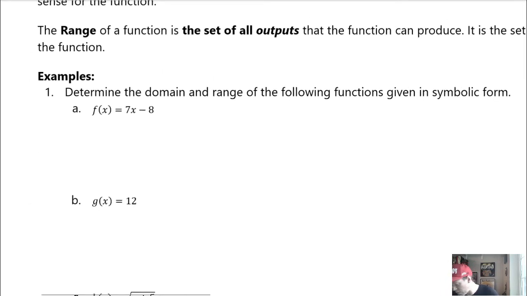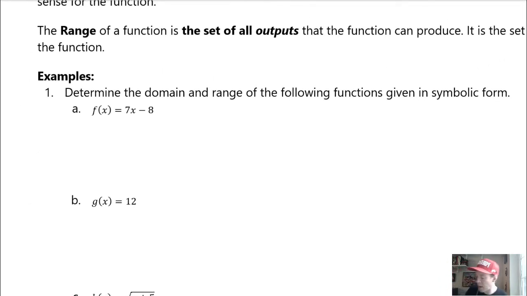So we want to, for number one, determine the domain and range for the following functions given in symbolic form. So we start with f of x here. That's for part A, f of x equals 7x minus 8. And to determine the domain, we just want to think about the operations. This is taking the input, multiplying it by 7, and then subtracting 8.